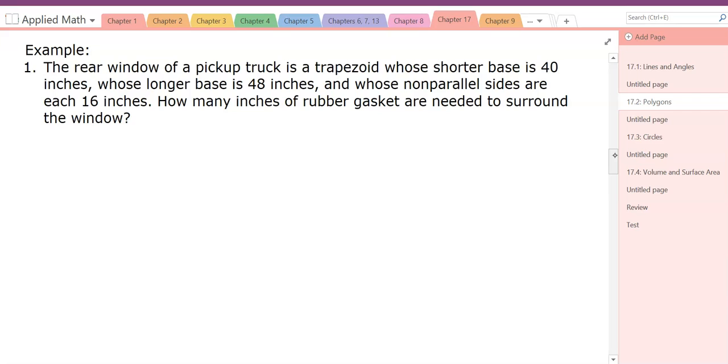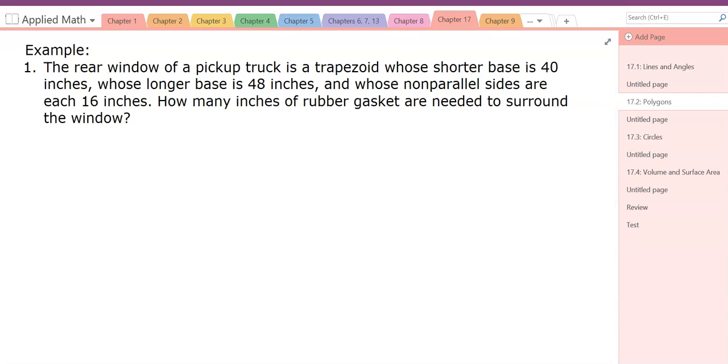All right, so for this first one, it says that the rear window of a pickup truck is a trapezoid whose shorter base is 40 inches, the longer base is 48 inches, and the non-parallel sides are each 16 inches. So how many inches of rubber gasket are needed to surround the window?